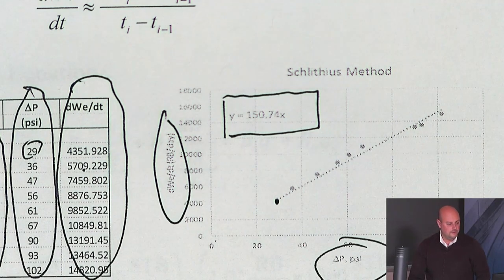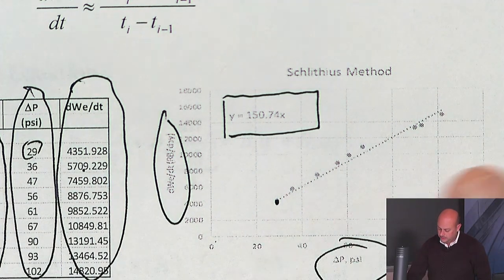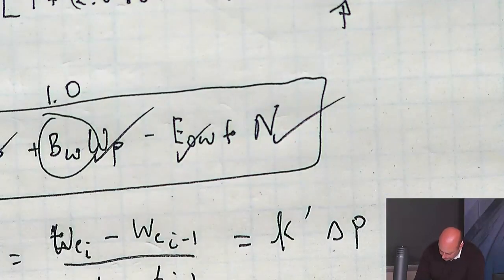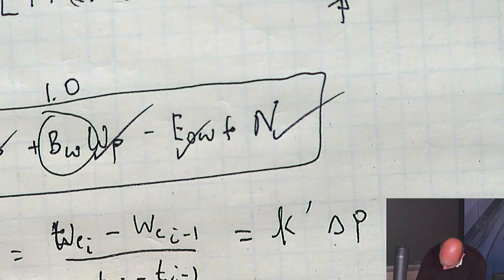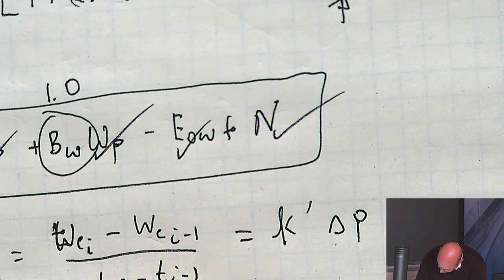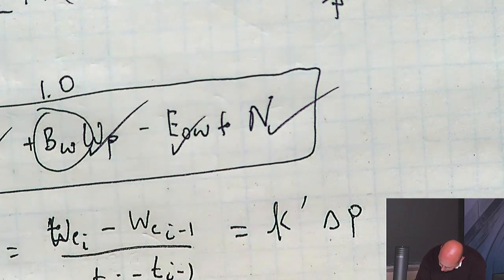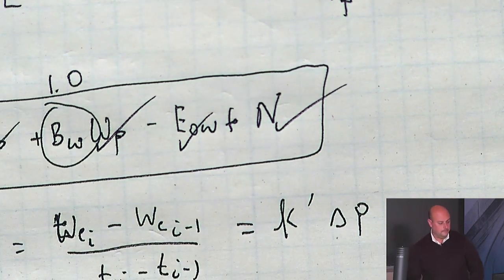Y is equal to 150.74x. Now it looks like a pretty good fit. It looks like it fits a straight line well. So I get K prime is 150.74 reservoir barrels per day per PSI.